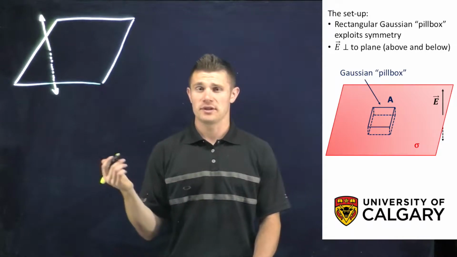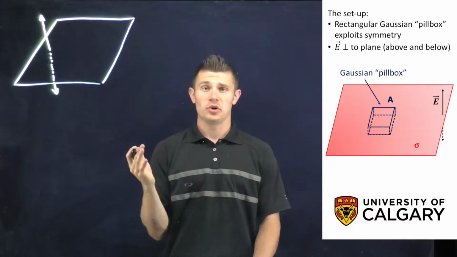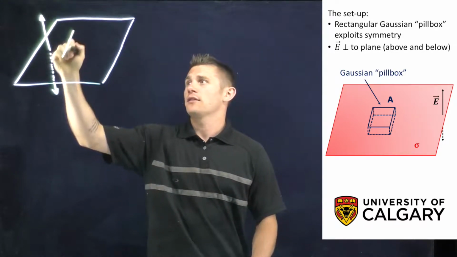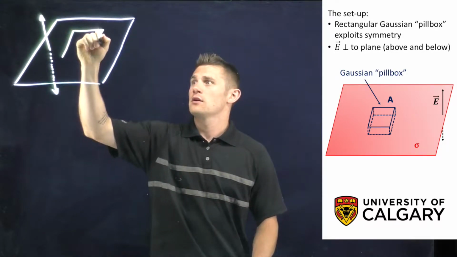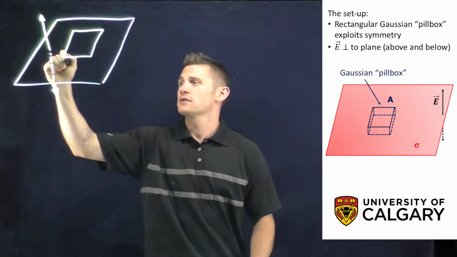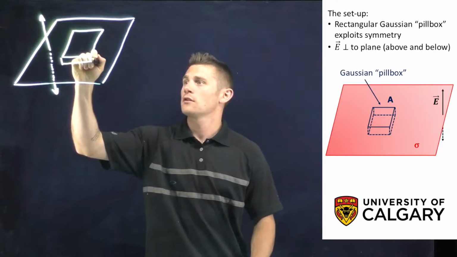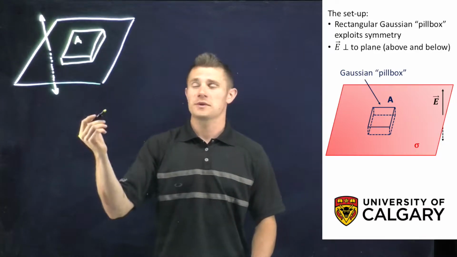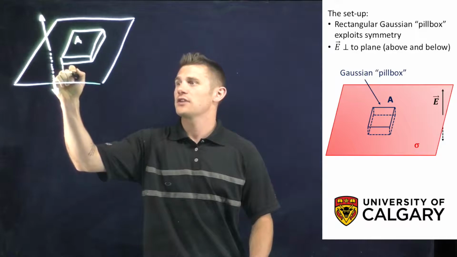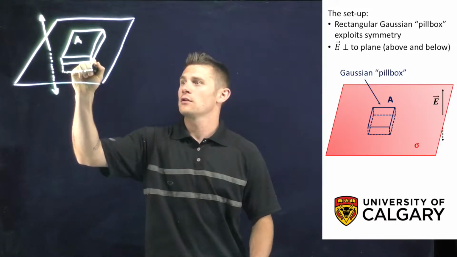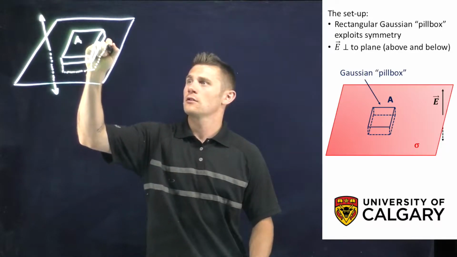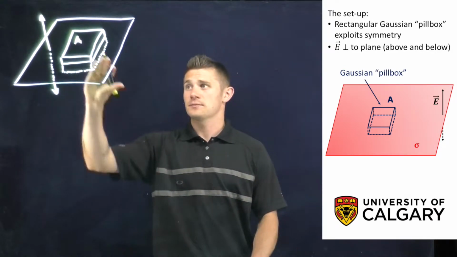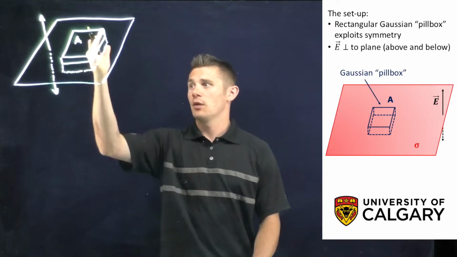In this case, we can choose a Gaussian surface, which we call a pillbox. And this exploits the rectangular symmetry of the plane, and we have that the pillbox is half above the surface, and we'll say that it has area A, and then it will also extend below the surface. Just draw some dashed lines. And below it will also have area A. And so this Gaussian surface is what we're going to use to find the electric field above and below the plane.